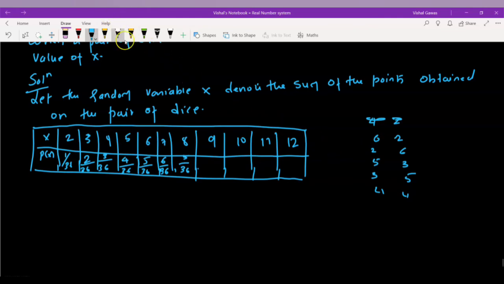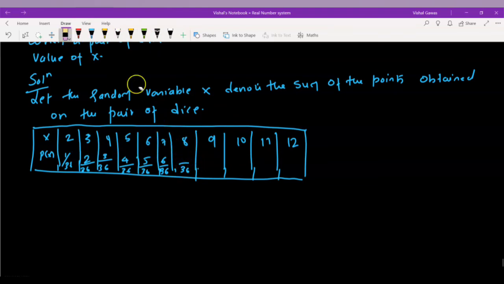To get 9, I should get 5 4, 4 5, 6 3, 3 6. So that would be 4 over 36. I hope that thing is clear.